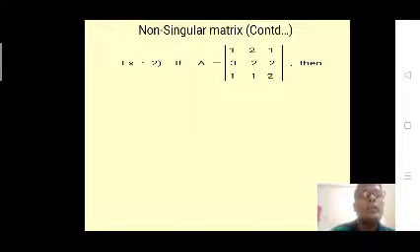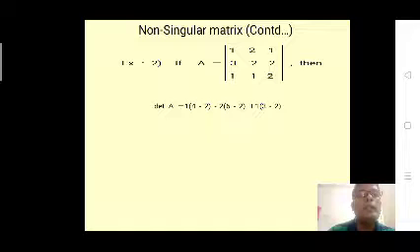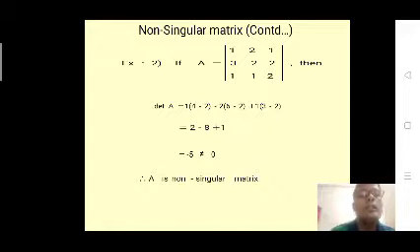We see another example also. If A is equal to [1, 2, 1; 3, 2, 2; 1, 1, 2], then the determinant of A is equal to 1 into (4 minus 2) minus 2 into (6 minus 2) plus 1 into (3 minus 2). We do the simplification: we get 4 minus 2 is 2, 6 minus 2 is 4, and minus 2 into 4 gives minus 8, plus 1, that is equal to minus 5. Minus 5 is also not equal to 0. Therefore, A is a non-singular matrix.